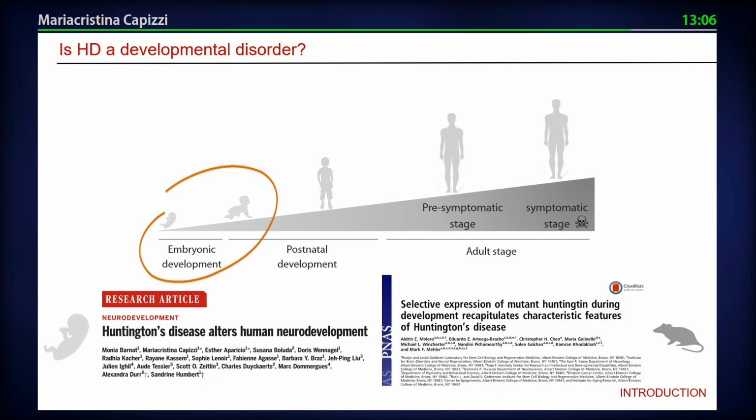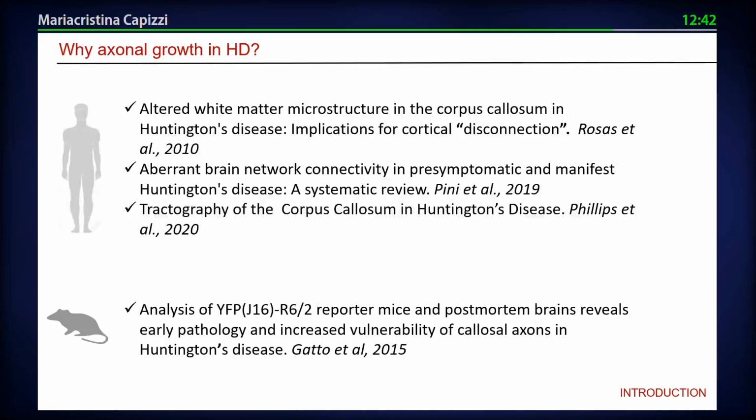the main Huntington features. So in those years, many studies started to get interested in development in HD individuals, and started to build together the hypothesis that an abnormal development could contribute to the adult disease.